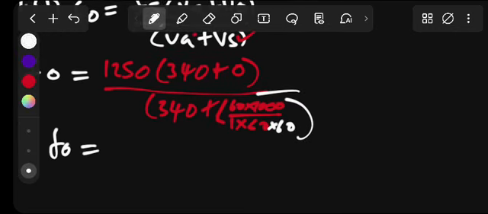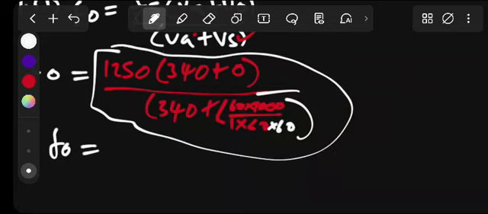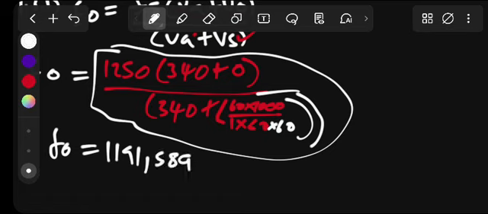What will be the frequency of the absorber? The frequency of the absorber, 1250 into 340. All right, 340 plus now. Let me just do it again: 60 times 1000 divided by 60 times 60. What I will have there is 1191.5589. That is what it is in hertz, the frequency of that, isn't it? Hertz.